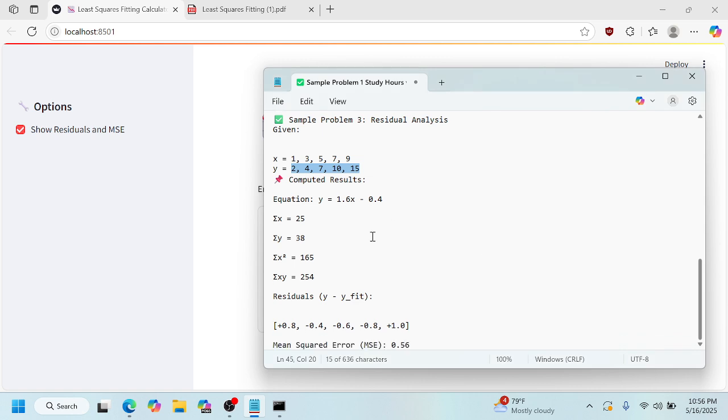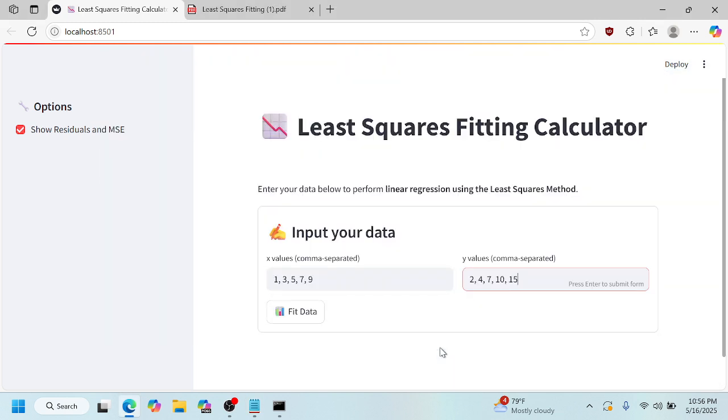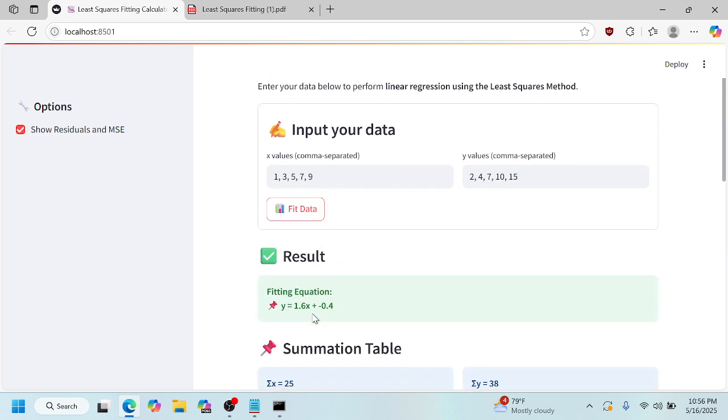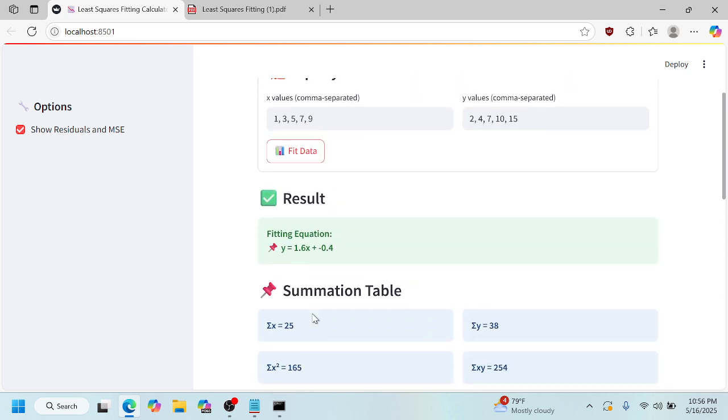Let's check if it matches our calculations in the calculator. Click the fit data button. So it comes up with the answer of y equals 1.6x plus negative 0.4.